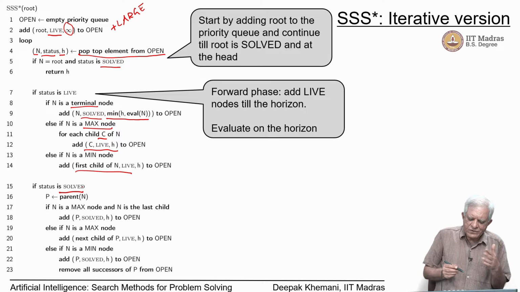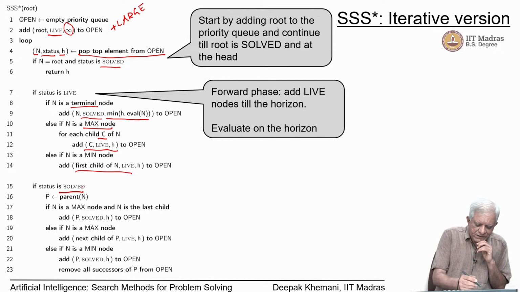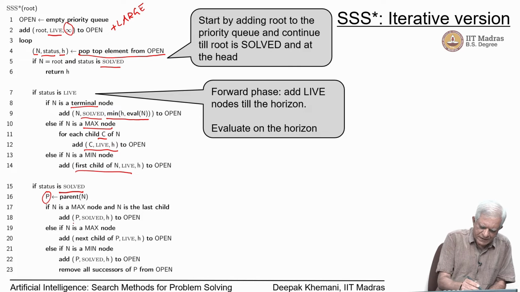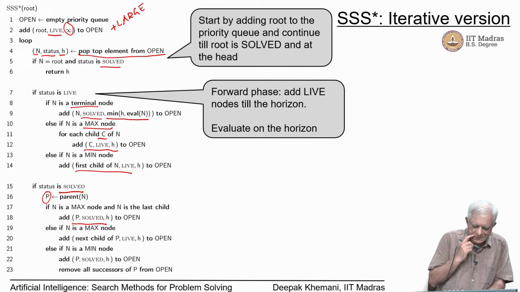By now all the values have come down from infinity to the particular specific evaluation functions. So, the best node will be at the head of the queue and it will be a solved node essentially. Then what do we do? If n is a solved node, we identify its parent p, and if n is a max node and n is the last child, that means all the siblings have been evaluated, then we add the parent as a solved node to open essentially.